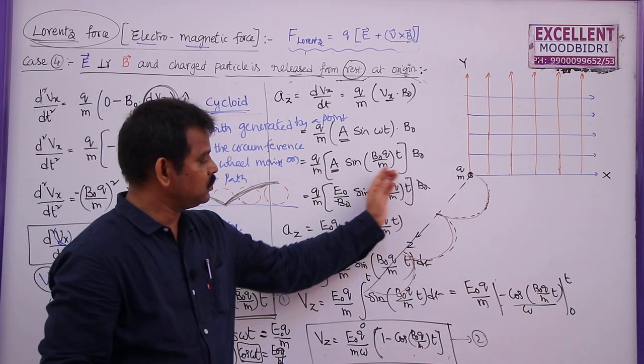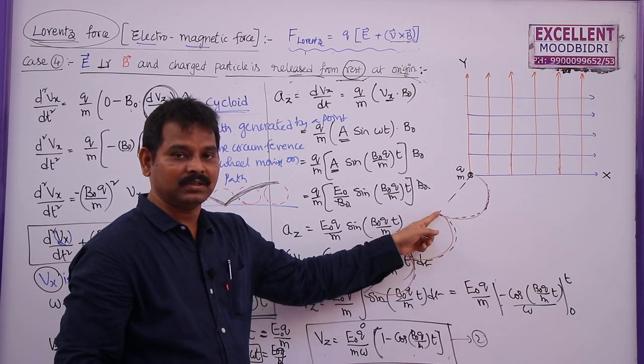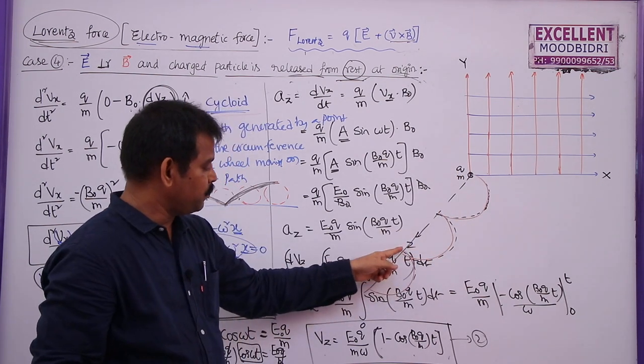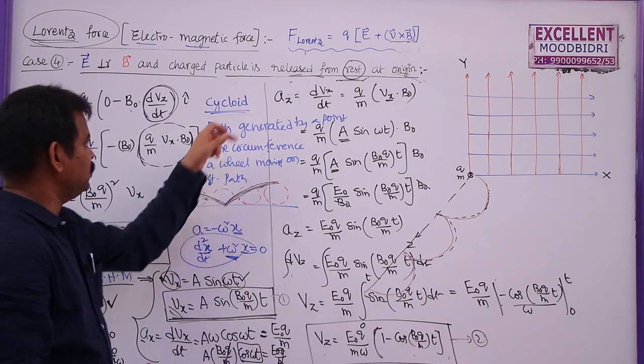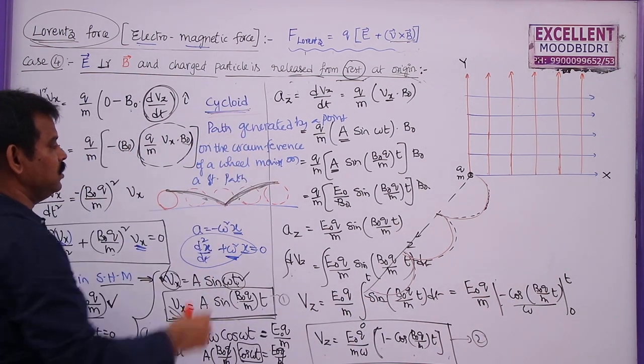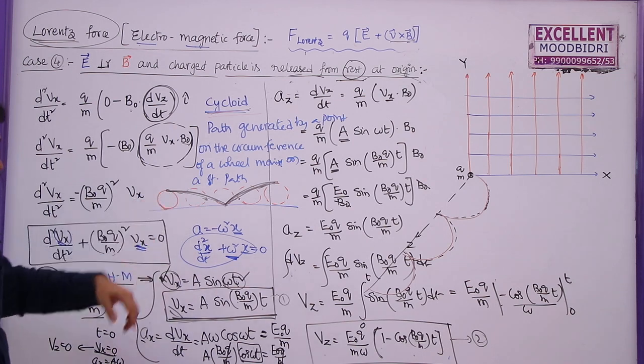It will never come to this position. Why? Because at this point both velocities will become 0, and they will repeat the same path, and they will repeat like this. So this is called a cycloid, which is generated by a point on the circumference of a wheel moving on a straight path.